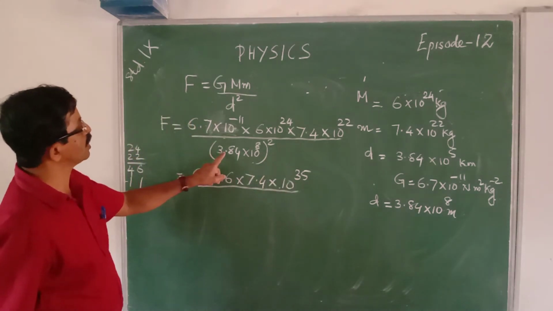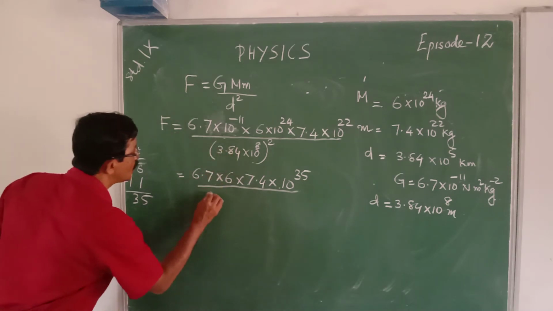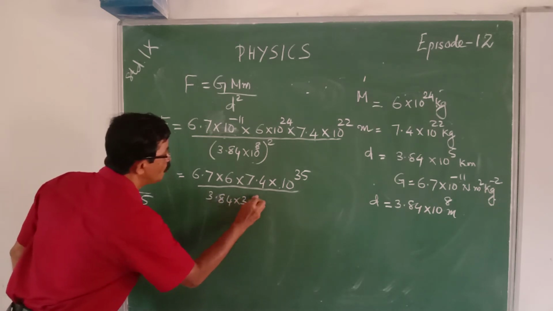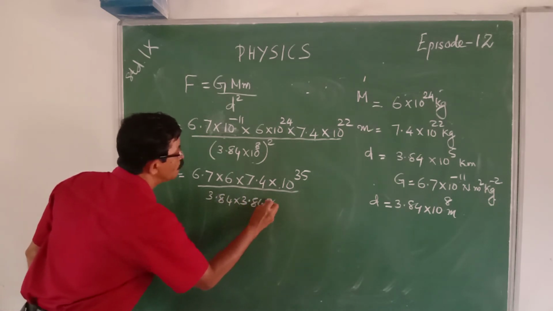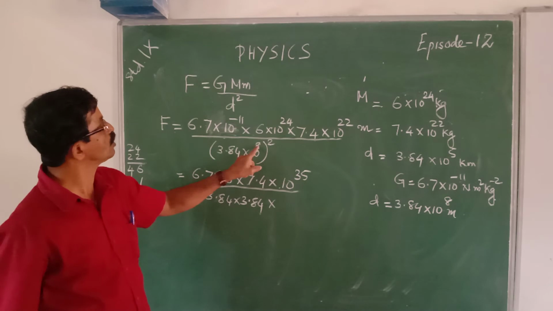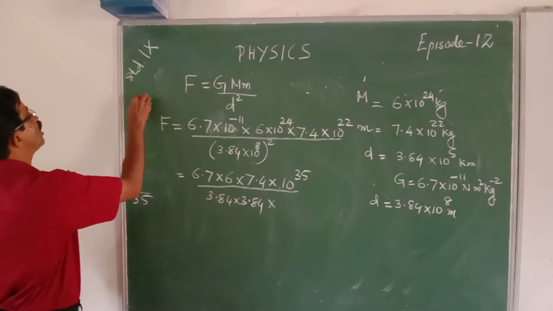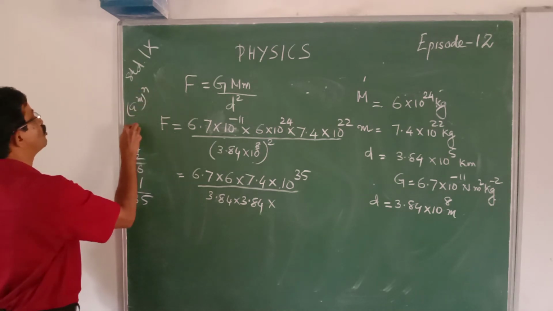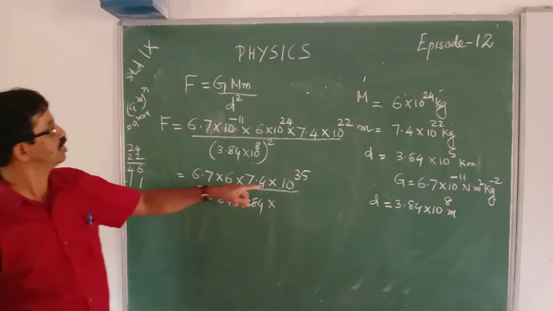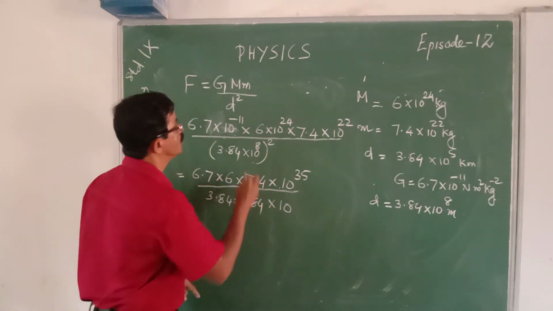Here again, 3.84 into 10 raised to 8, the whole square. That means this will give us 3.84 squared into 10 raised to 8, the whole square. We know a raised to m, the whole raised to n, is equal to a raised to m into n. By using this relation, we get 8 into 2, that is 10 raised to, how much will come? 16.